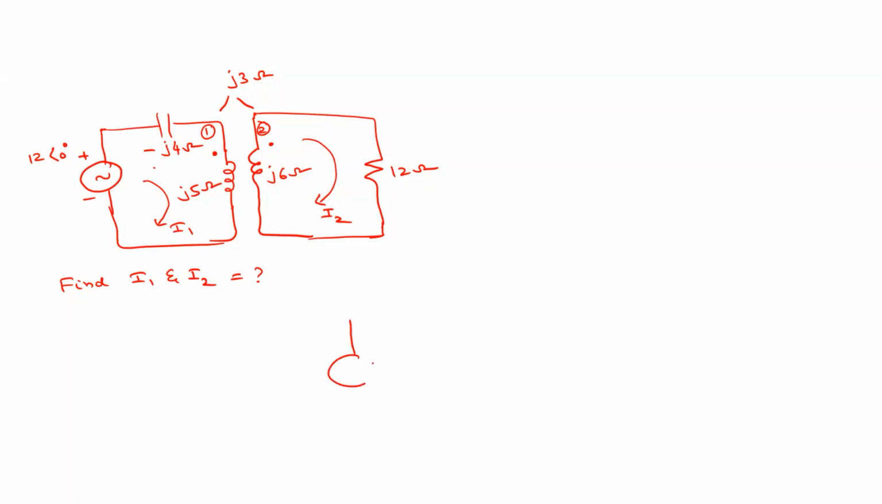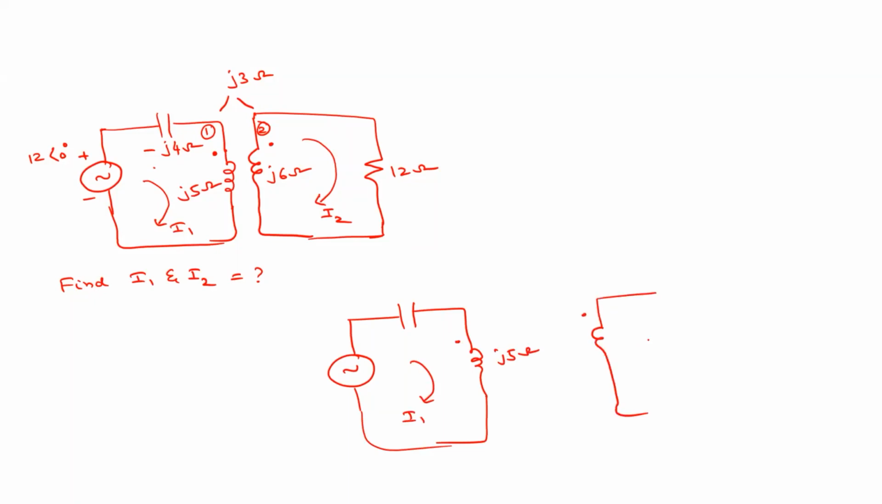So let us consider the first case here. The I1 current is flowing here. This is j5 ohm and the dot is here, and somewhere you have the other circuit, and here the current is I2. Agree? So this is the full circuit, and these dots are placed here.